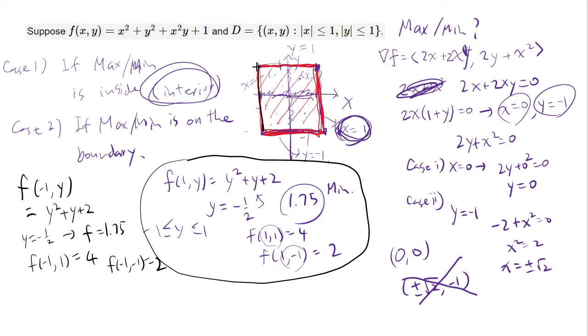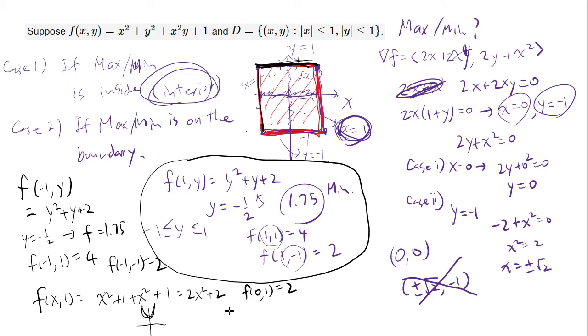Okay, now let's move on to y equals 1. f(x, 1) would give you, if you plug in 1 here, x squared plus 1 plus x squared plus 1, so 2x squared plus 2. Well, that's a parabola that looks like that, right? So its minimum is when x is 0. So f(0, 1) would give you 2 as the minimum on this top part here. And then the corners are f(1, 1) or f(-1, 1), but they are both considered already, so I don't have to consider them now.